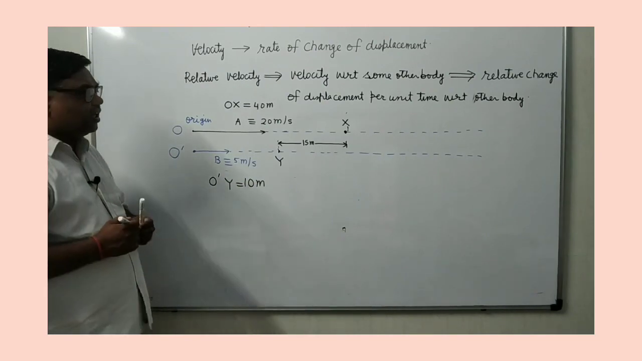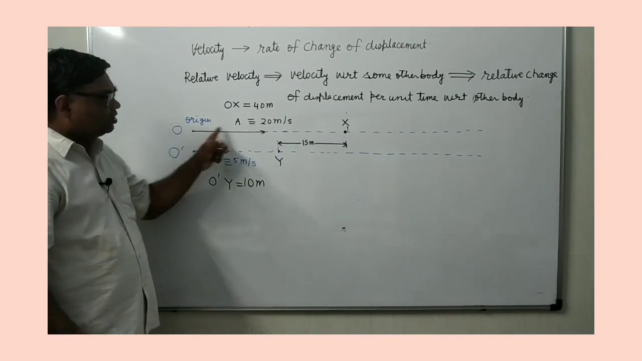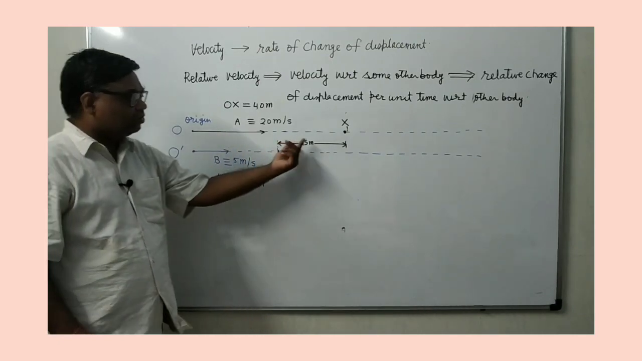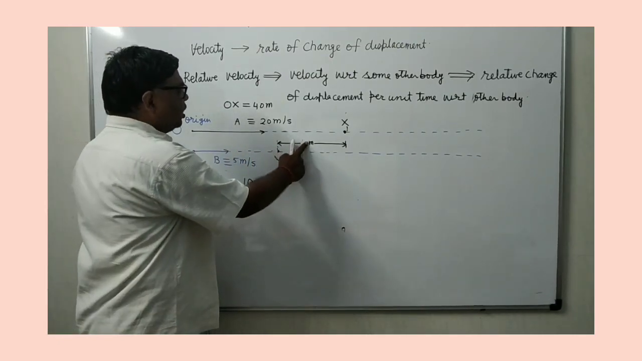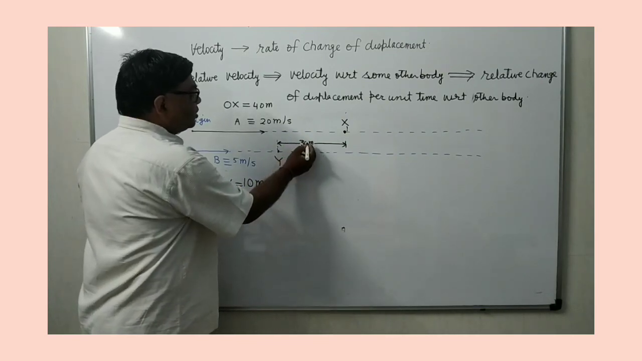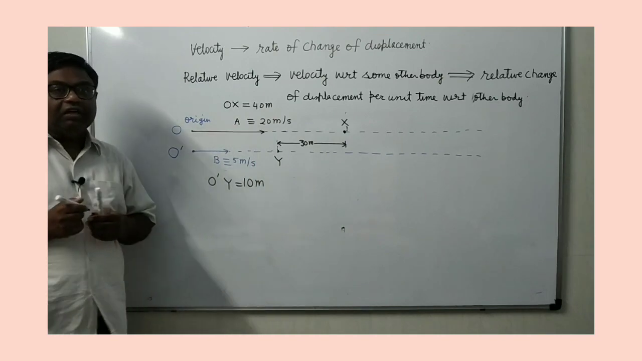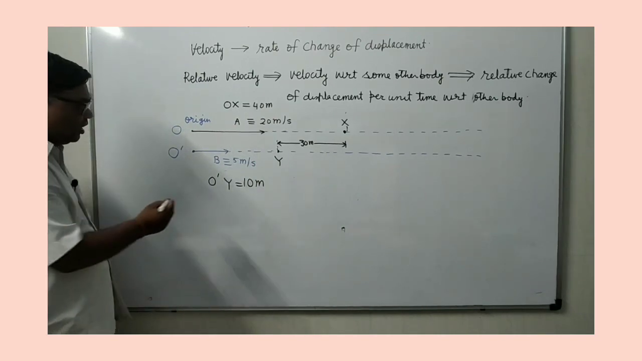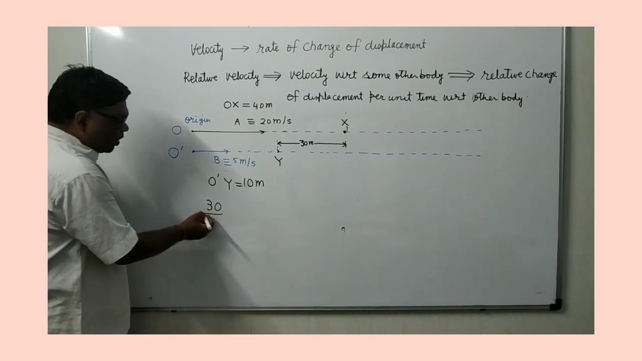So what will be the relative separation now? This is 40 meter minus 10 meter, which will be equal to 30 meter. The relative separation will be equal to 30 meter. This is the relative separation in 2 seconds. If you see the relative separation in 1 second, it will be 30 upon 2.